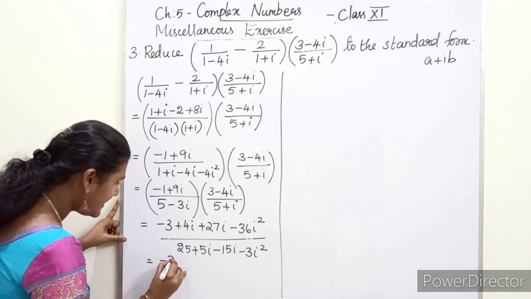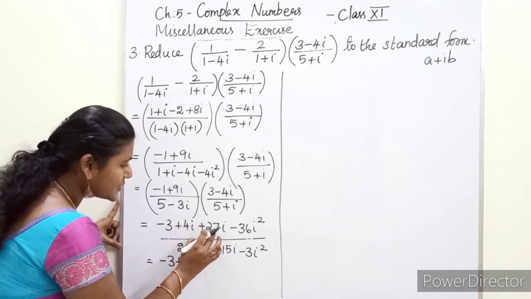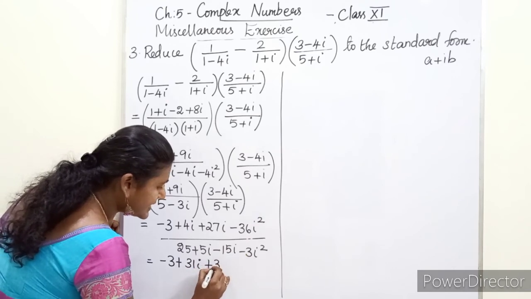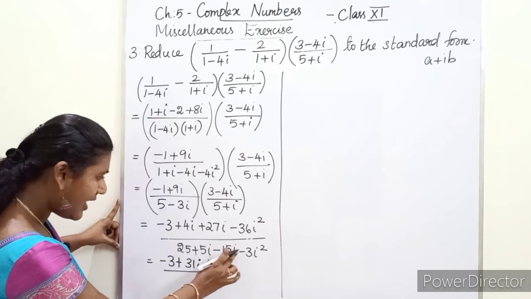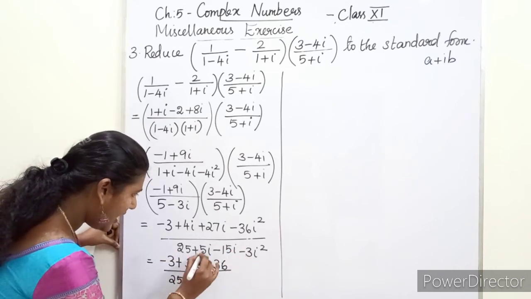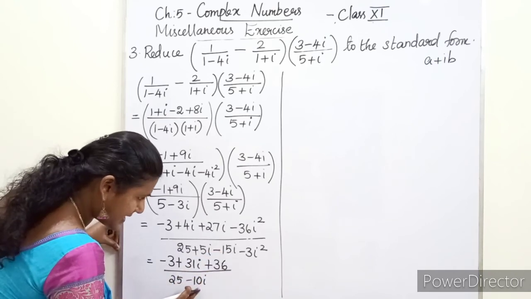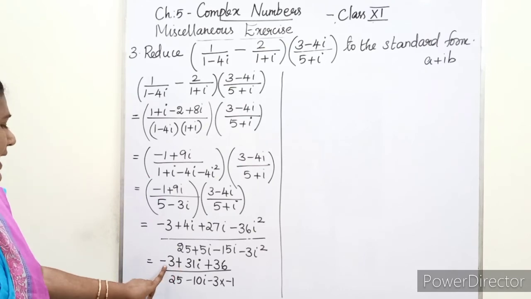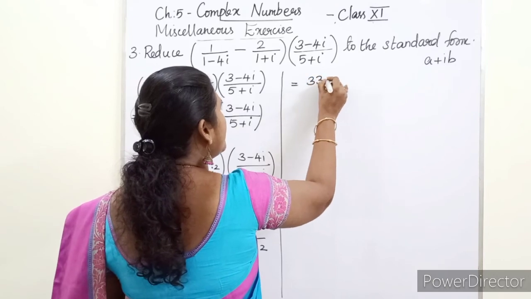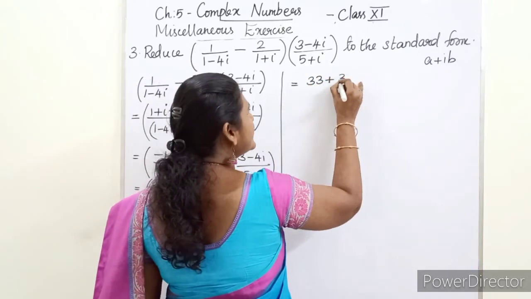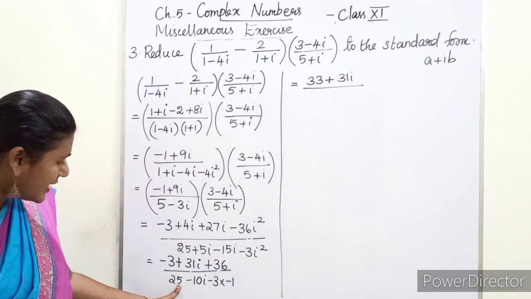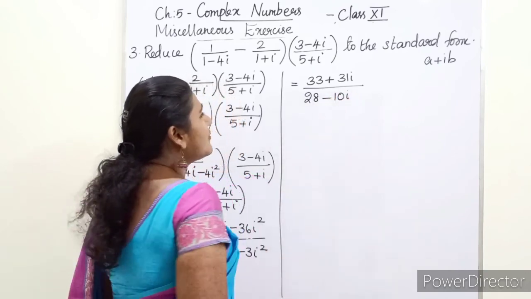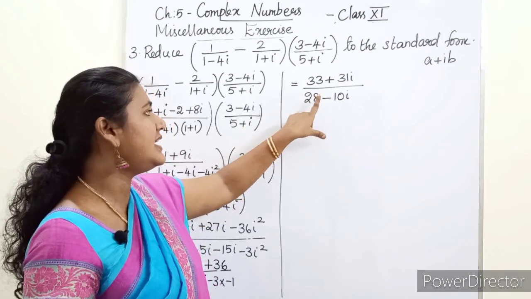Now we will simplify this. So minus 3, and the imaginary part: 4i plus 27i is 31i. Here minus 36 into i square, which is minus 1, so plus 36. In the denominator, 25, and 5i minus 15i is minus 10i, and minus 3 into minus 1 is plus 3. Now minus 3 plus 36 is 33, plus imaginary part 31i. So 33 plus 31i divided by real part 25 plus 3, which is 28, minus 10i. So we got the answer as 33 plus 31i by 28 minus 10i.